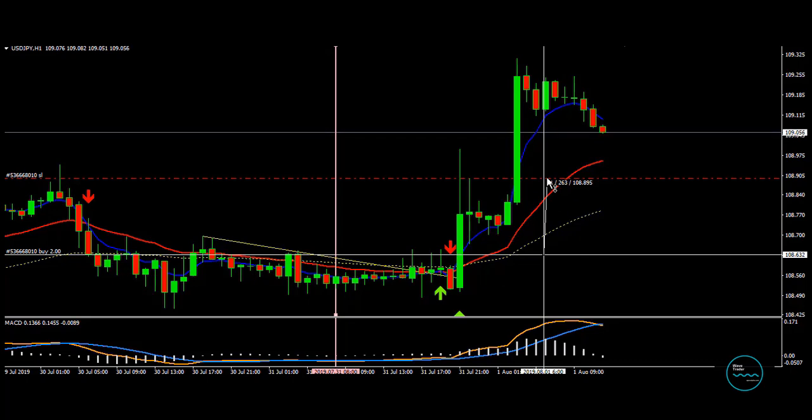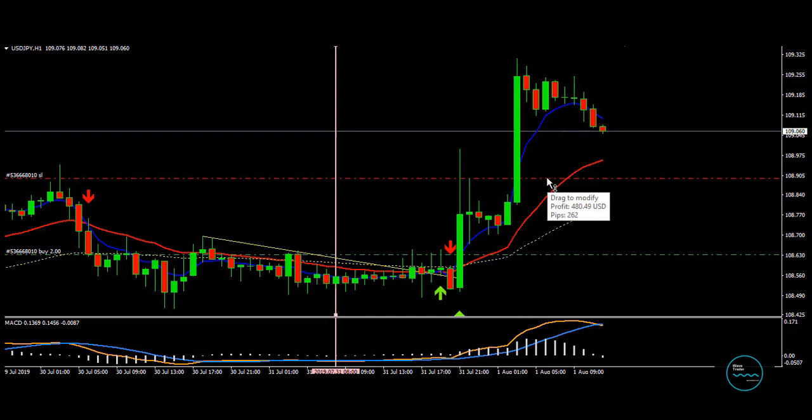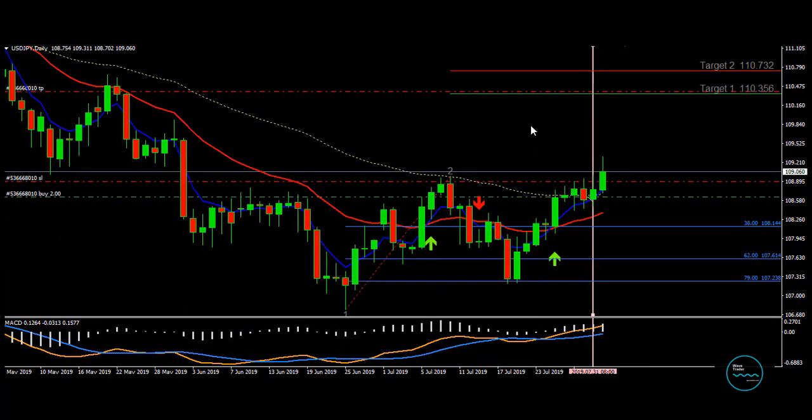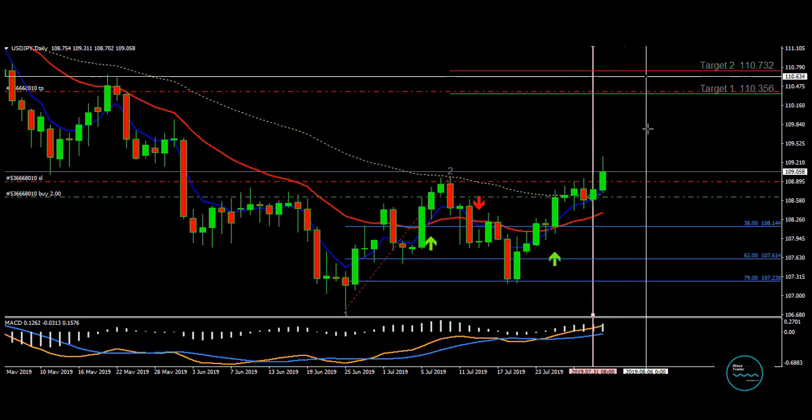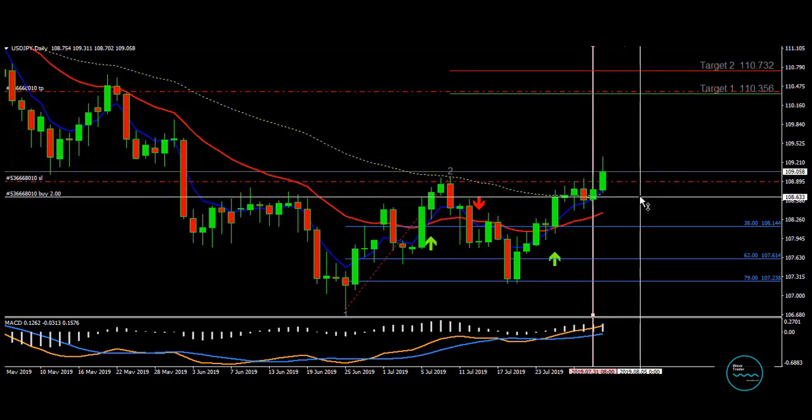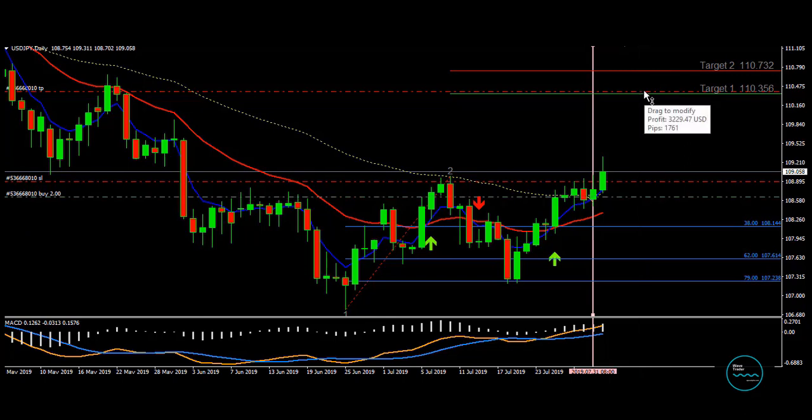So that's easily about $460 in profit. Okay, but since my target is here, I'm using the first target in this case because this is the daily chart, so that's a long way to go. I could have easily used the second, but from where I entered to the first target, it's 175 pips. That's good enough for me.